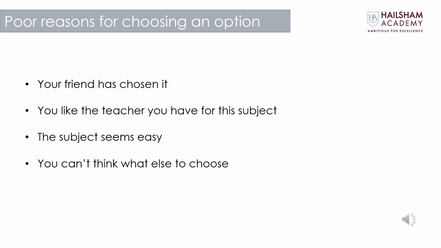There are some common pitfalls to avoid as well when choosing your options. For example, don't choose a subject just because your friends have chosen it. You may not end up in the same class, and you're likely to be thinking of doing different things post-16. You might have a teacher you really like in Key Stage 3, but they may not be the teacher that you'd have in Key Stage 4 for that subject. Don't just pick a subject because you're struggling to think what else to choose. Spend some time talking to your teachers and your mentor and make a decision on a subject you think you would like to do.